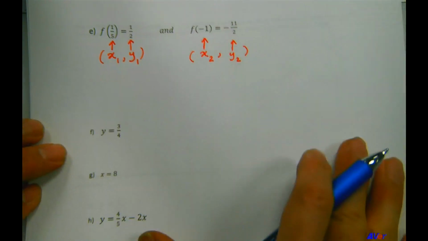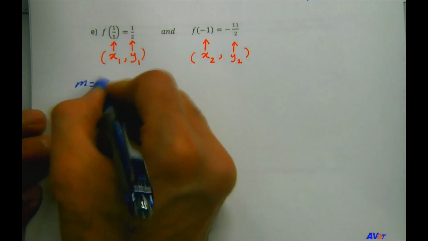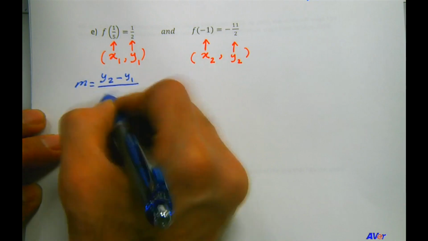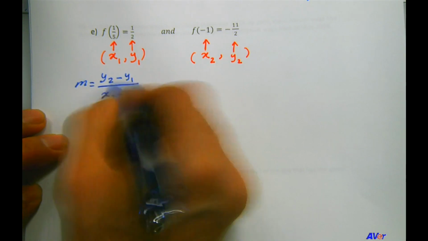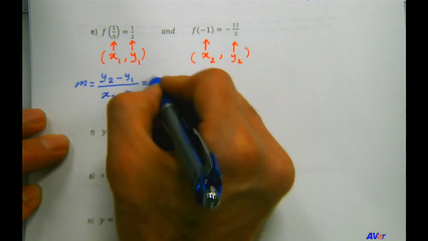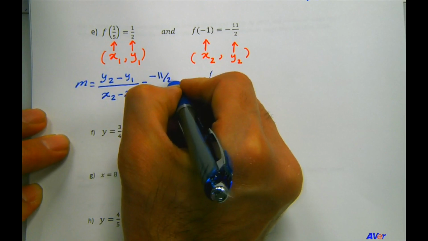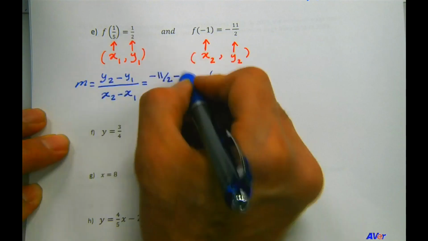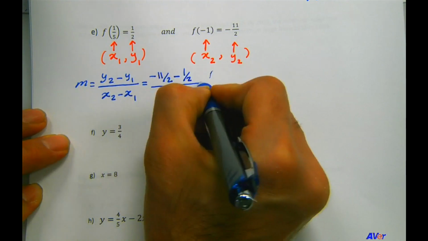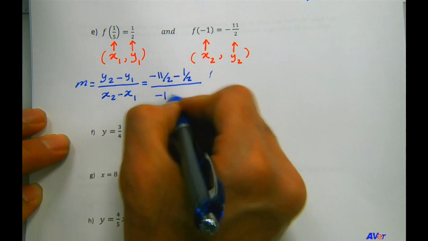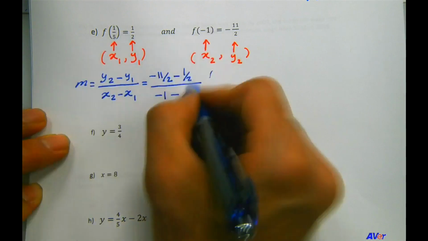That was easy. So now let's find the slope, which is, this time let's say, y2 minus y1 divided by x2 minus x1, right? Keep the order of subtraction the same. So what is y2? y2 is minus 11/2, minus y1, which is 1/2, divided by x2, which is minus 1, minus x1, which is 1/5.